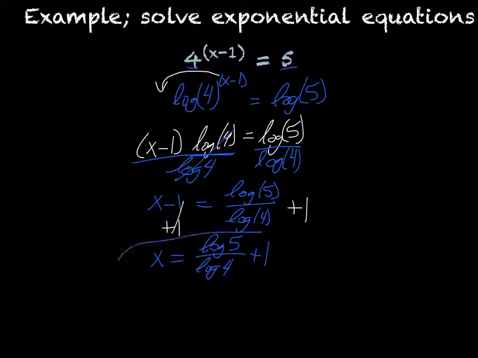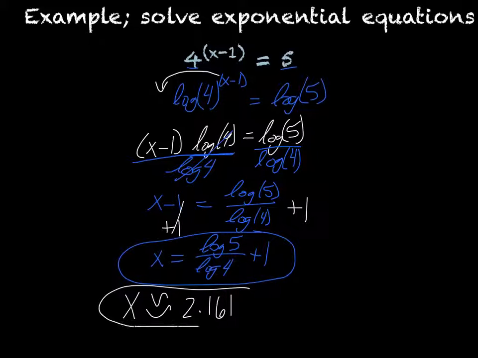Okay, so that is your exact answer. Your estimated answer, if you typed it into the calculator, hitting the log button 5 divided by the log button 4, and then plus 1 at the end, then you should get about 2.161. So that would be your estimated answer.